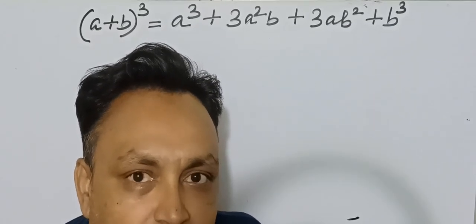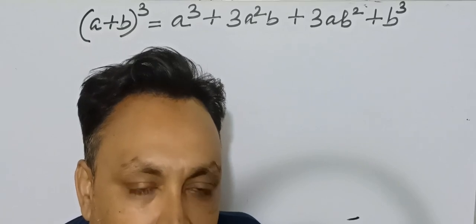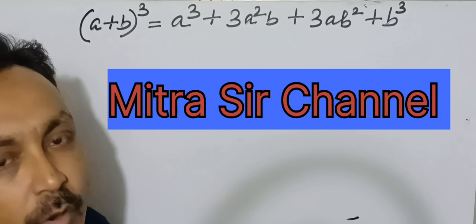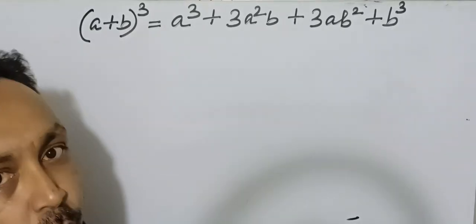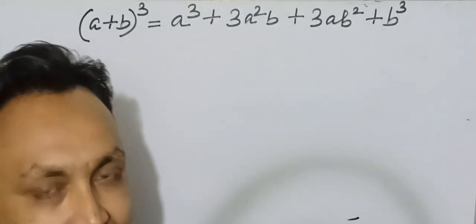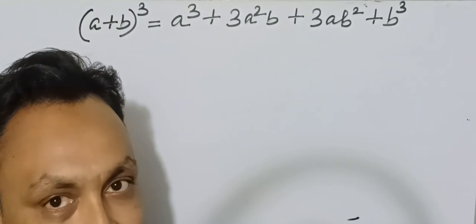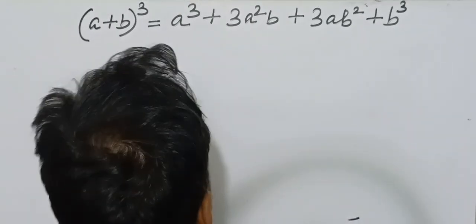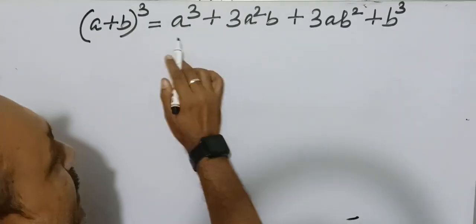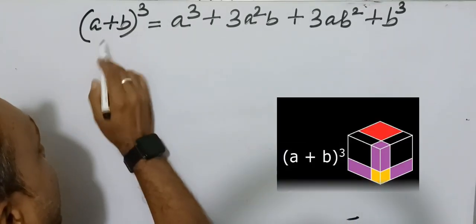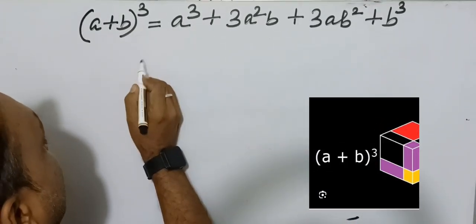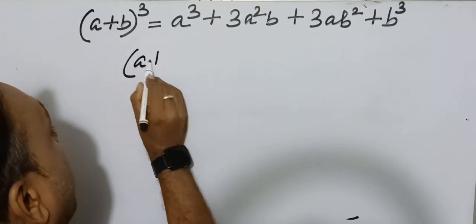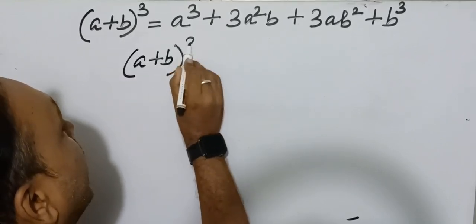Today I'm going to derive our fifth identity, that is (a + b)³ = a³ + 3a²b + 3ab² + b³. Let's see. So this is our right hand side, this is our left hand side. So we'll start with our left hand side, that is (a + b)³.